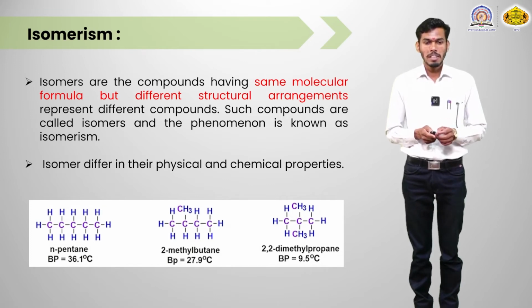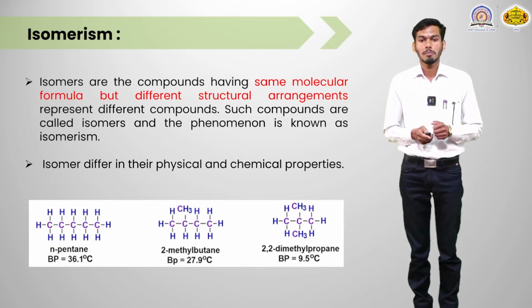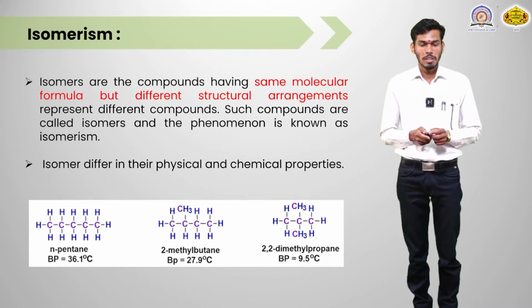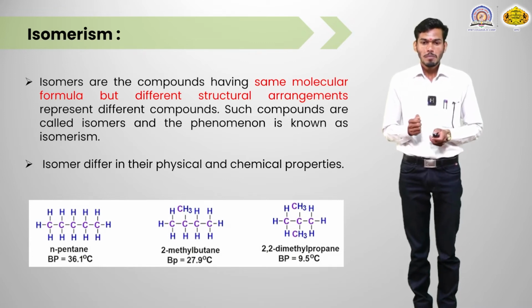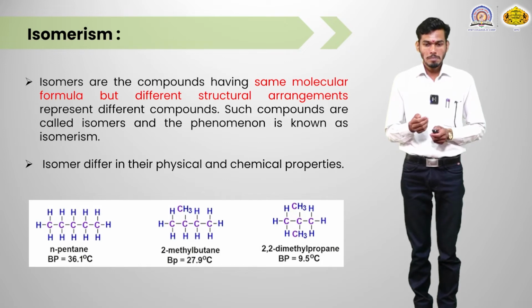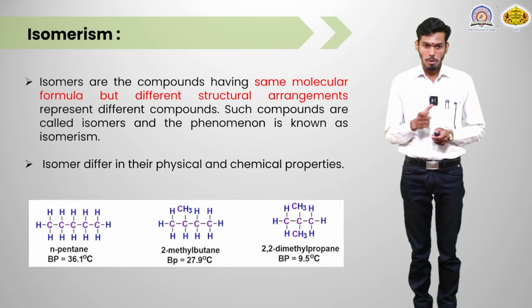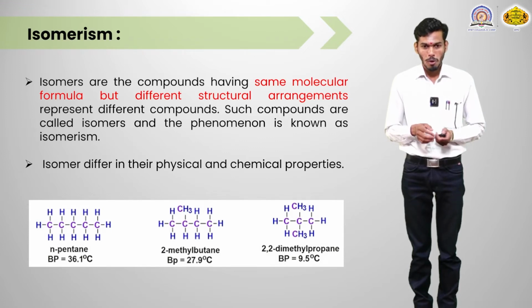In the case of n-pentane, the boiling point is mentioned below. n-Pentane has a boiling point of 36.1 degrees Celsius, whereas 2-methylbutane has a boiling point of 27.9 degrees Celsius, whereas 2,2-dimethylpropane has a boiling point of 9.5 degrees Celsius. Although all the structures have the molecular formula C5H12, their boiling points are different due to structural arrangement. So all structures are different, but the molecular formula is the same.